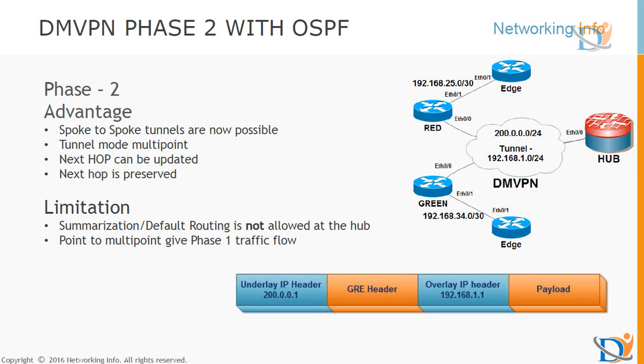Point-to-multipoint networks give Phase 1 traffic flow. So if we configure point-to-multipoint in DMVPN Phase 2, the traffic flow will be the same as what you see in DMVPN Phase 1. All the traffic will go via the hub, so that's not a good solution. Let's understand the traffic flow of the point-to-multipoint network and of the broadcast network. So let's go to the configuration and understand the configuration part of DMVPN Phase 2.